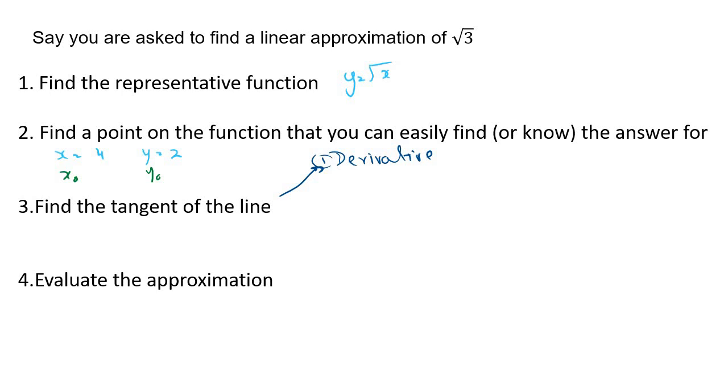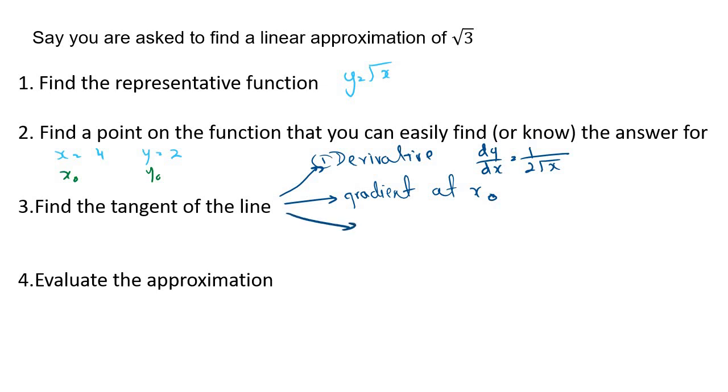Derivative of the function. So we know that dy over dx of this function is 1 over 2 square root of x. We know that. So we find the derivative, then we find the gradient at x0. We have decided that this is x0 because we know y0 for x0. So the gradient at x0.